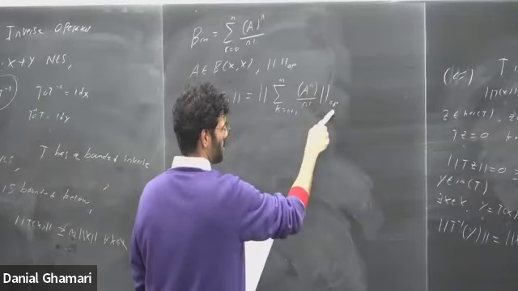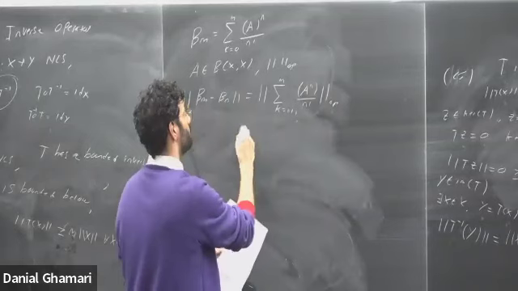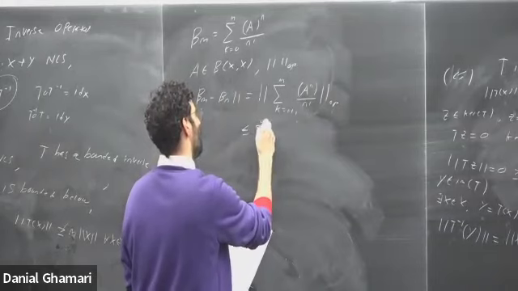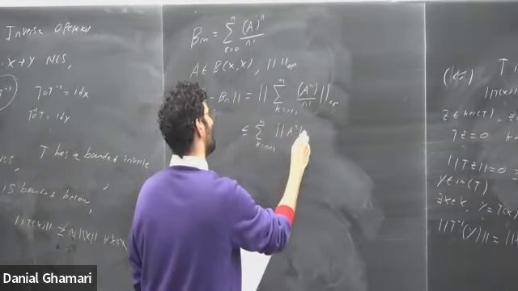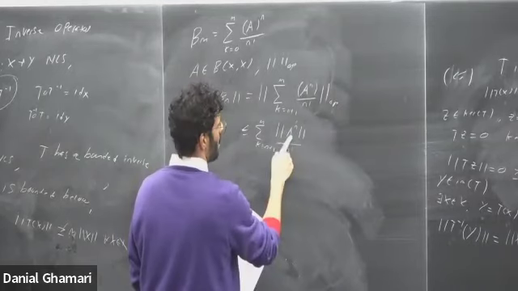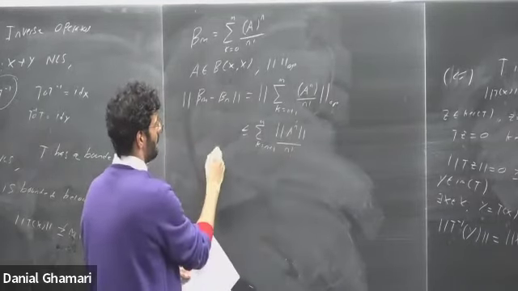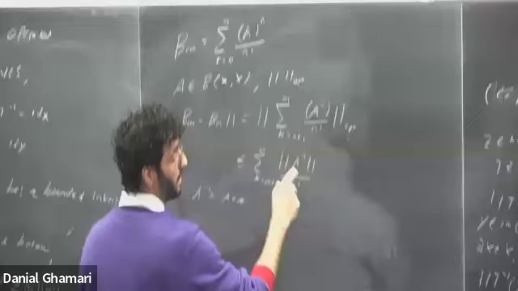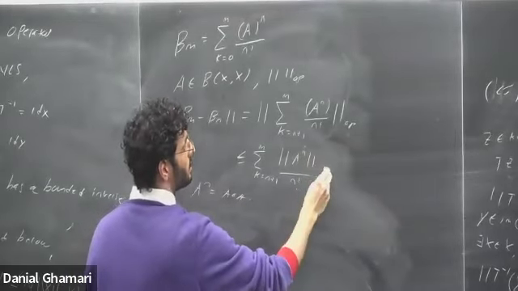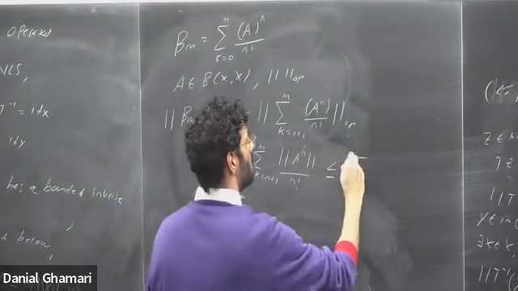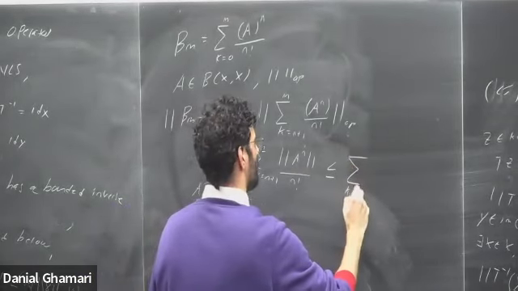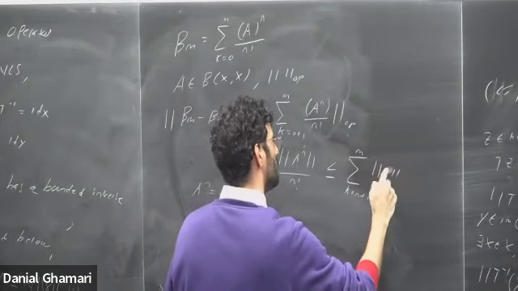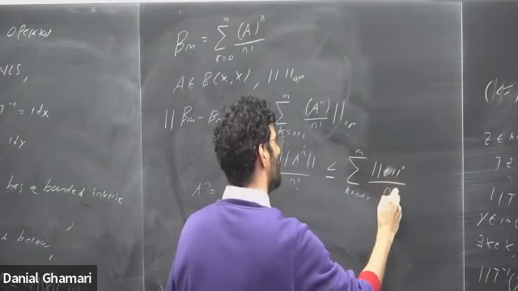Now we're going to use the triangle inequality, so we pull the sum outside. This is bounded above by the sum from k equals n plus 1 to m of the norm of A to the k over k factorial. But we talked about what A to the k is. A to the k is just equal to A composed with A composed with A, k times. So then we use submultiplicativity of the operator norm. So this is bounded above by the sum from k equals n plus 1 to m of the norm of A to the k over k factorial.